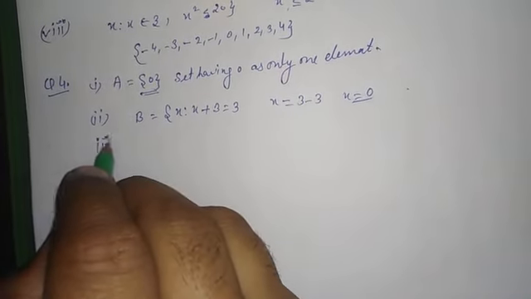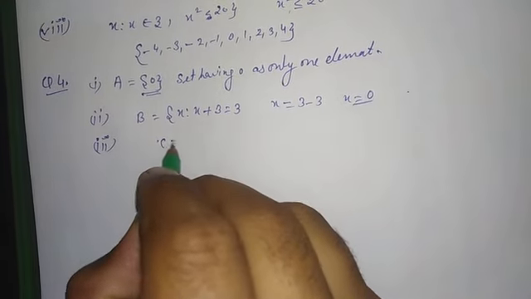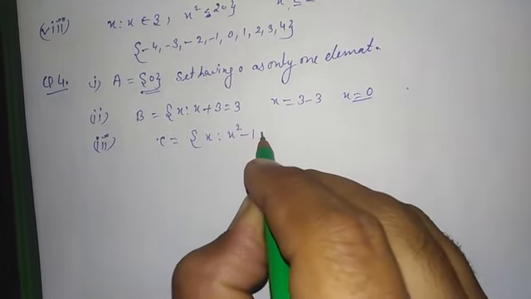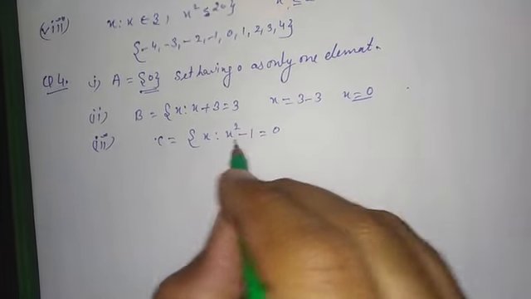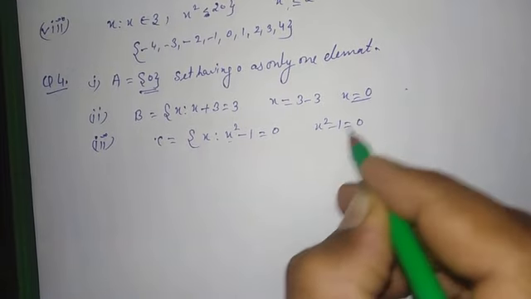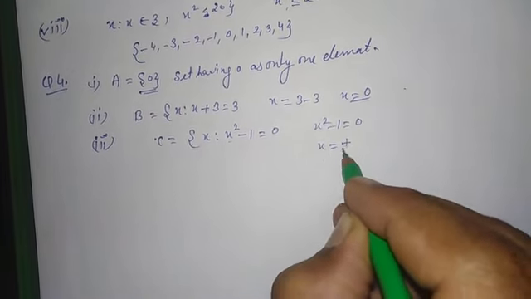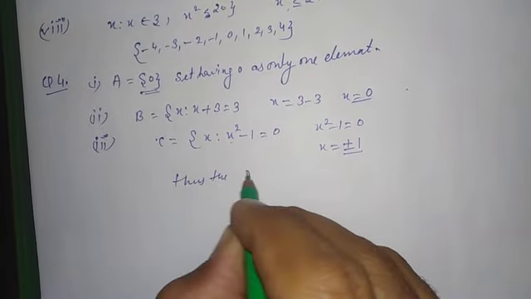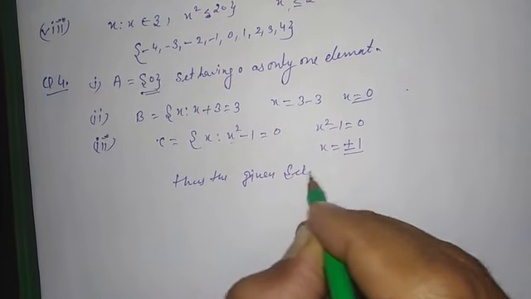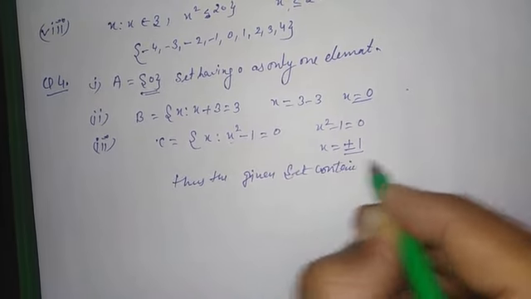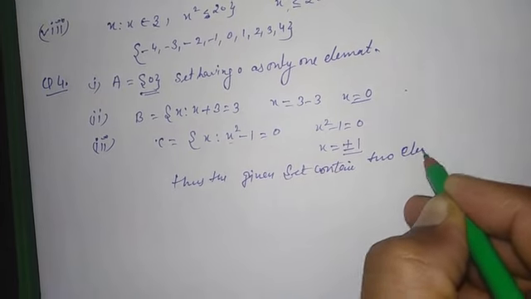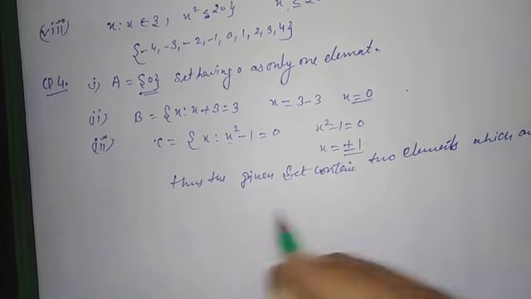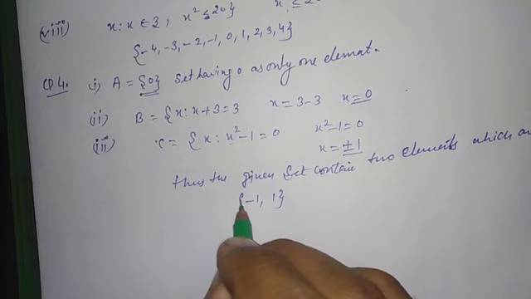Third part, C is equal to x square minus 1 is equal to 0. When we solve x square minus 1 is equal to 0, two values of x occur, +1 and -1. Thus the given set contains two elements which are -1 and 1.